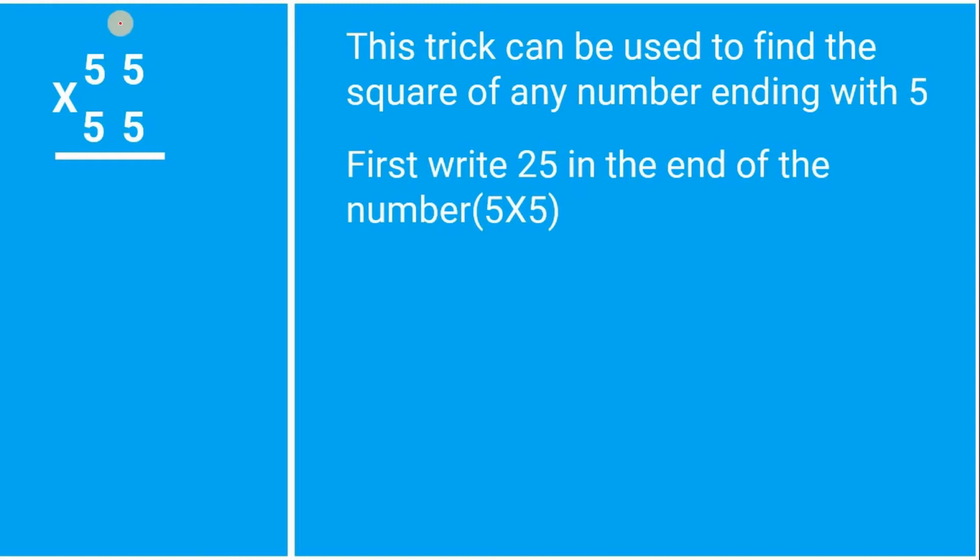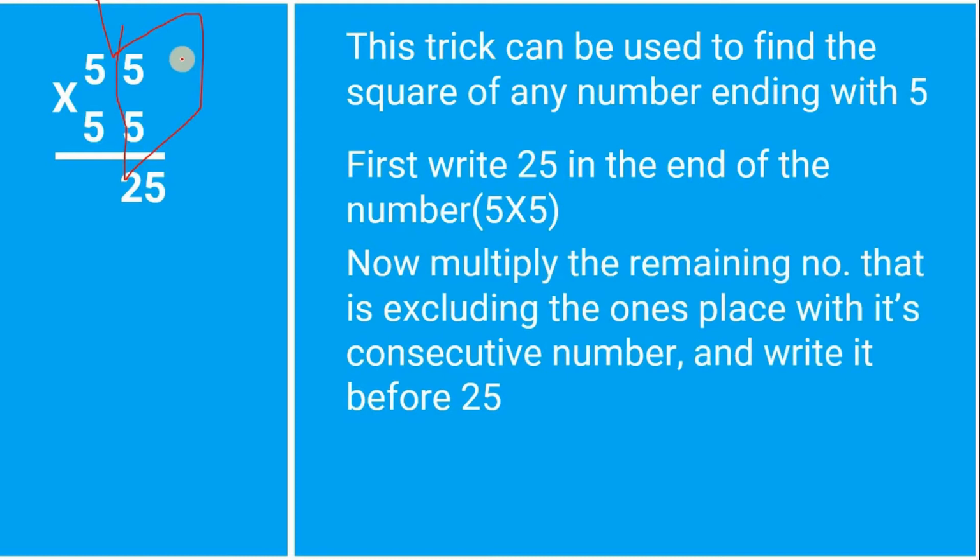What you have to do first is multiply the ones place. That is 5 into 5. You have to write it as 25. Okay, now what you have to do is, excluding the ones place, take the remaining digits into consideration. Now you have to multiply this number, as both numbers are the same.